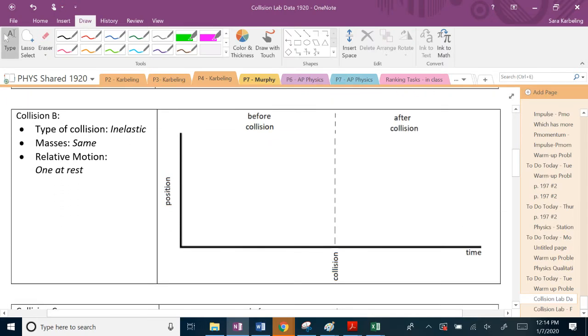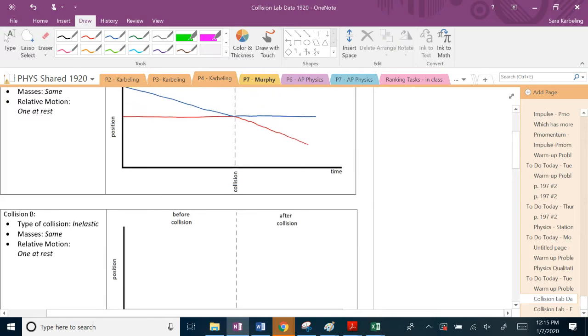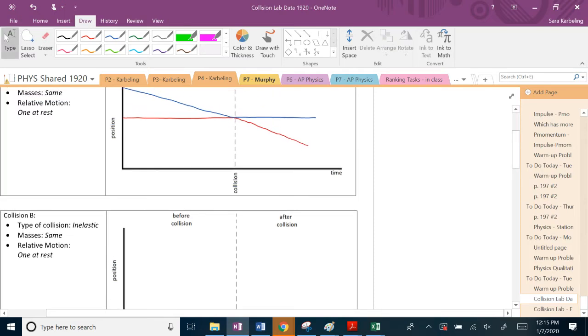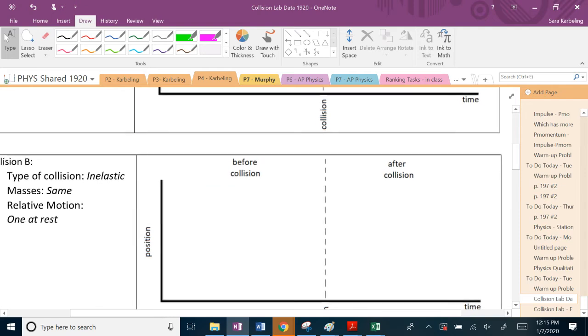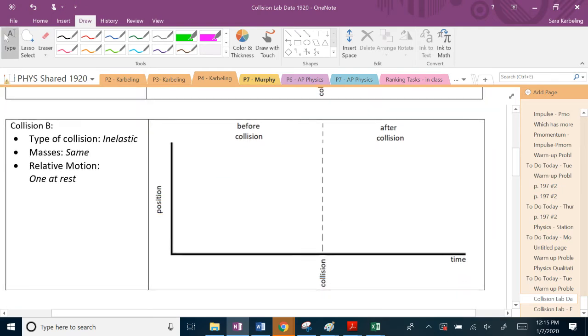Collision B has very similar specs, except that instead of being an elastic collision, it's now inelastic. Masses are still the same, and one is at rest. Before you try anything out, you can draw the before part. How is the before part for collision B going to compare to the before part for collision A? They will be exactly the same because one's starting at rest and one's moving. If you want to make it a positive velocity now, you can. If you like the negative velocity, that's fine as well. It does not matter. I'm going to go ahead and keep mine as a negative velocity, for the one that's moving.